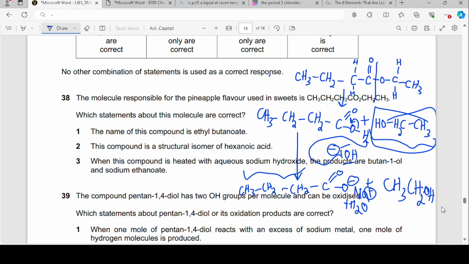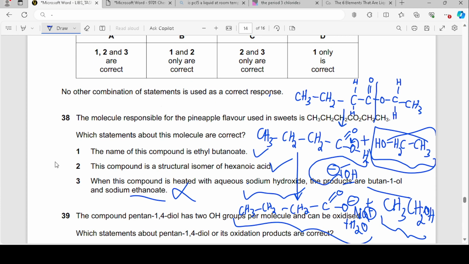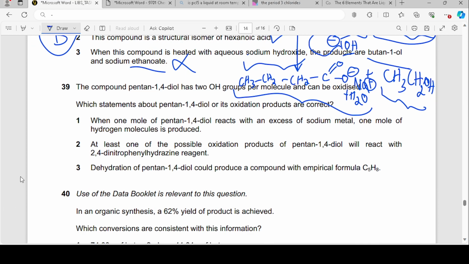But then they are saying that the products are butan-1-ol and sodium ethanoate, but what I'm getting is ethanol and sodium butanoate, which is the opposite of what they've written. So I would say 3 is definitely wrong. So 1 and 2 are right, whereas 3 is wrong. So therefore my answer is going to be B. Okay. So yeah. Now let's go to the next question.